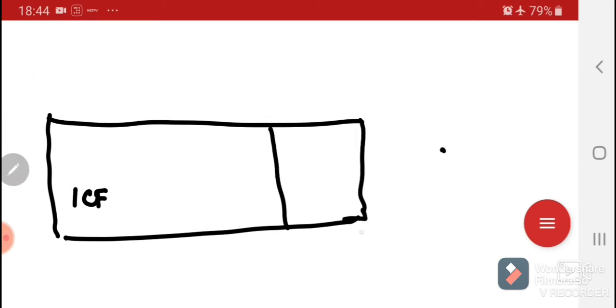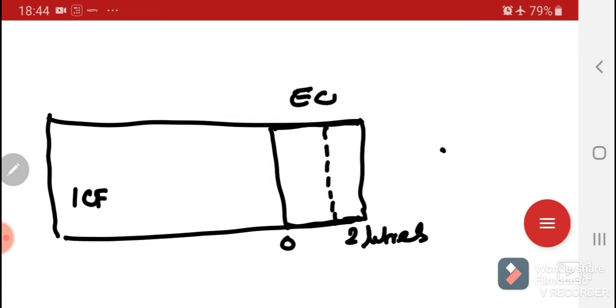So let's assume a person is losing isotonic fluid. This is how we will represent it. So assuming a person has lost 2 liters of isotonic fluid, there will be reduction of 2 liters from the ECF compartment. But as the fluid lost is isotonic, there will be no change in the osmolarity of the ECF. As such, there will be no change in the osmolarity or volume of the ICF.